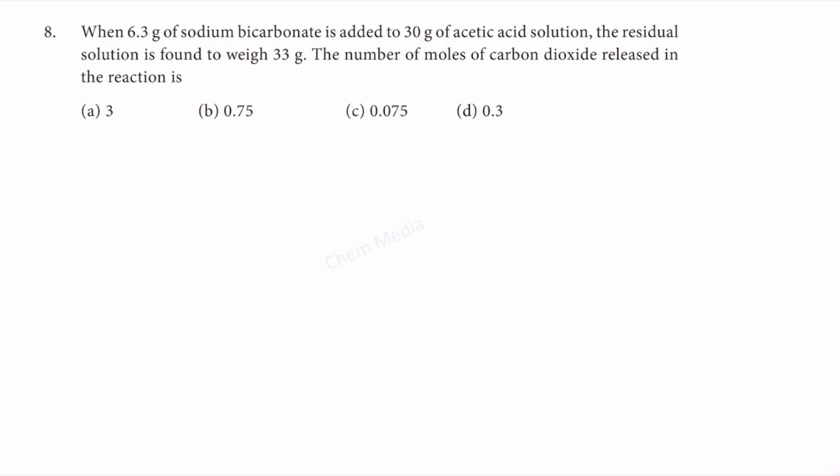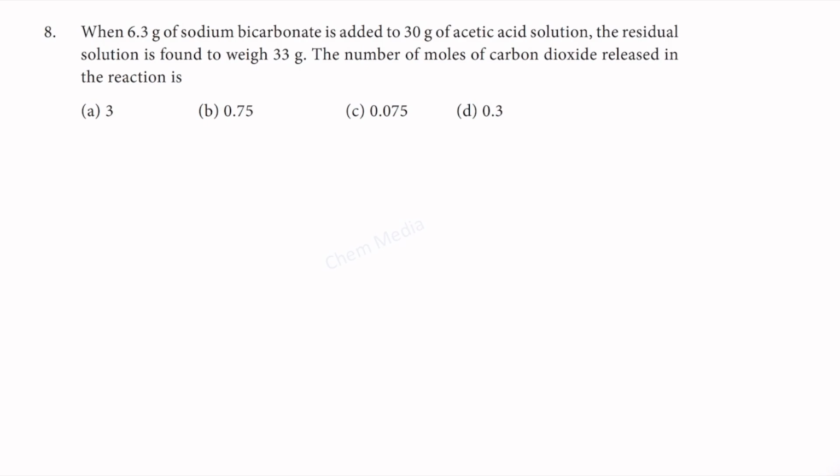Hello everyone, here is a question from the basic concepts of chemistry. When 6.3 gram of sodium bicarbonate is added to 30 gram of acetic acid solution, the residual solution is found to weigh 33 grams. The number of moles of carbon dioxide released in the reaction is how much?